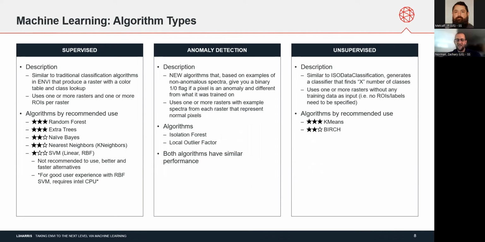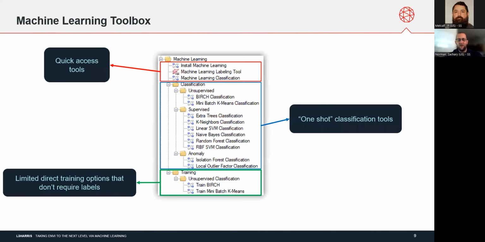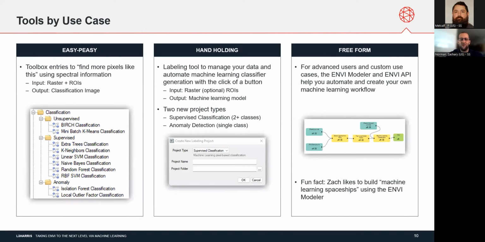All right, let's go ahead and jump into the tools that are going to be available once you install machine learning, and we're going to cover some of the use cases as well. So here I just kind of broke up the machine learning toolbox into 3 groups: quick access or top level tools. We have our one-shot or easy peasy classification tools in the middle, and there's a handful of training algorithms that are exposed directly. These are our training for unsupervised classifiers, which don't require any labels, and it's very easy to do just on your own. If you do want to train models, we have a couple of different tools that allow you to do that. We'll talk about that here in just a second.